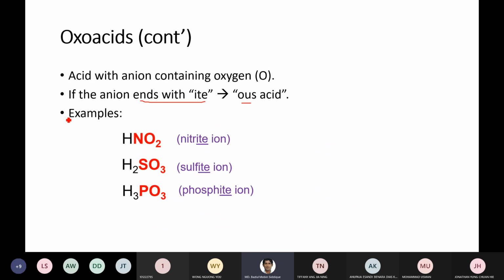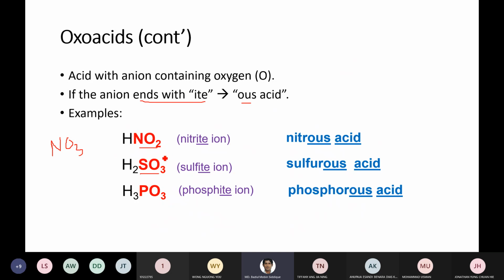So from that nitrous, it becomes nitrite. Okay, when it is 3, nitrate. When it is 2, it is nitrite, and since it is nitrite, it becomes nitrous acid. It is a sulfite ion, so it becomes sulfurous acid, and so on. Phosphite becomes phosphorous acid.